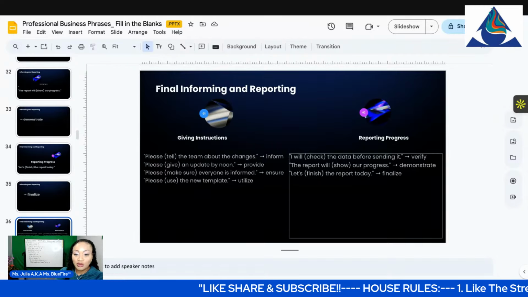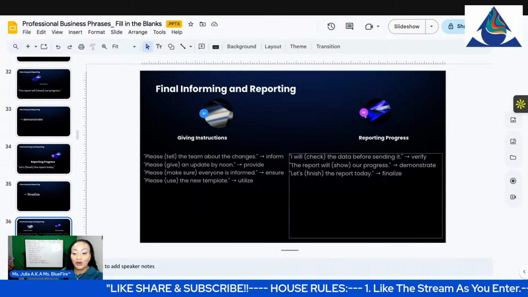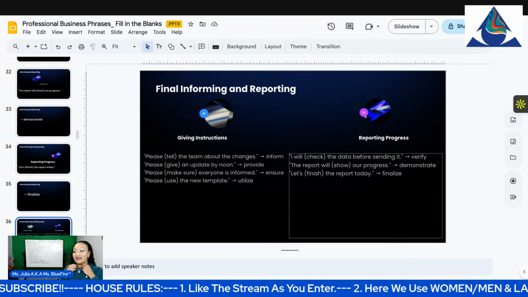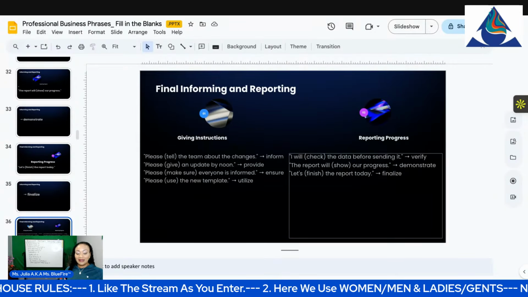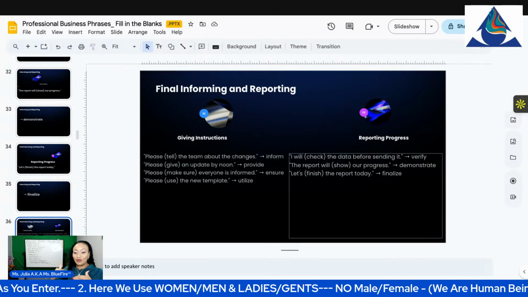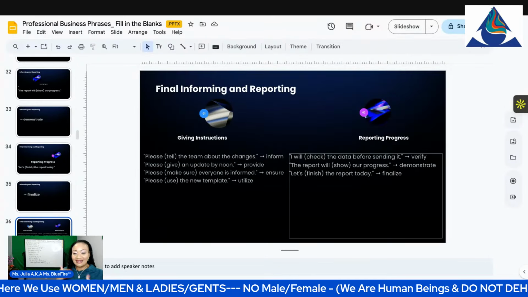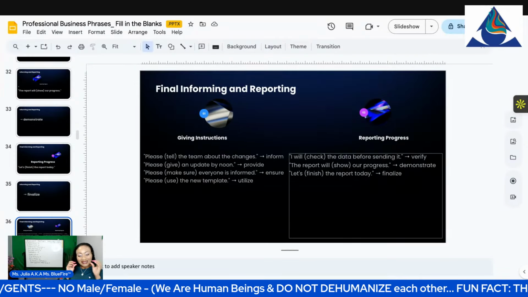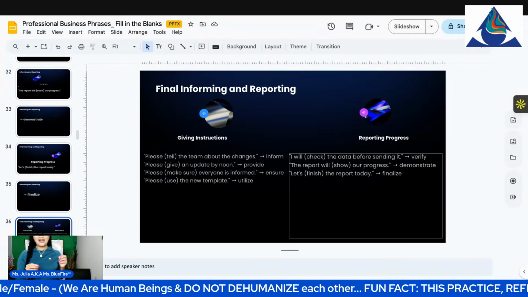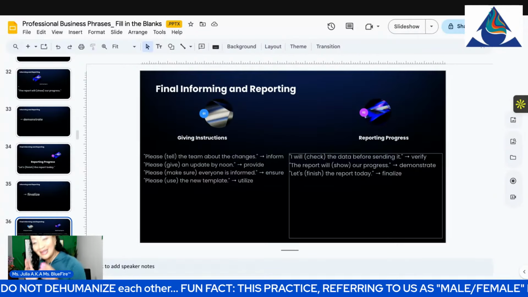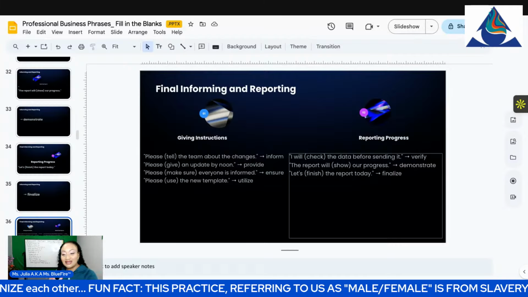The report will show our progress. The report will demonstrate our progress. When you say demonstrate like that instead of show, demonstrate meaning the report will be in detail. It will give you an understanding. Demonstrate instead of show, it's just a subtle thing. It means the exact same thing, right? But it's just a little bit more nuanced into confidence.